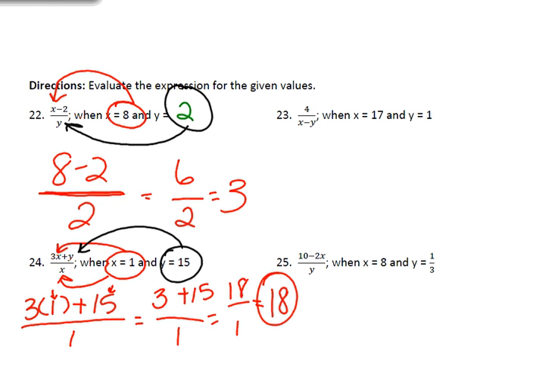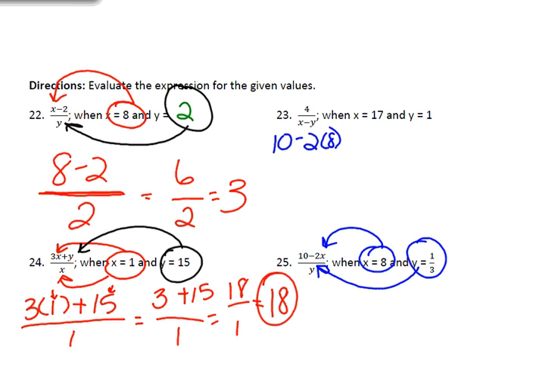Let's look at number 25 last here. So it's the same thing as number 24. It wants us to take the two numbers and plug it in and solve. I'll do it up here so I have some room. So I plug in x. So 10 minus 2 times 8 over 1/3. We simplify the top. 10 minus 2 times 8 is 16. We continue simplifying. 10 minus 16 is negative 6.